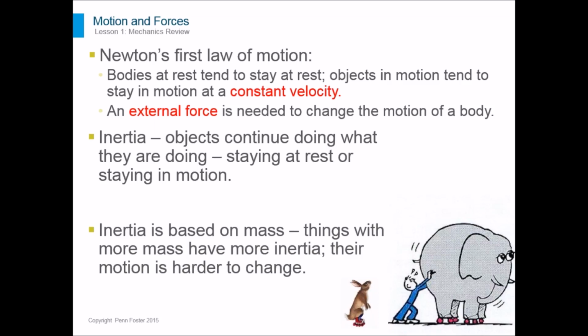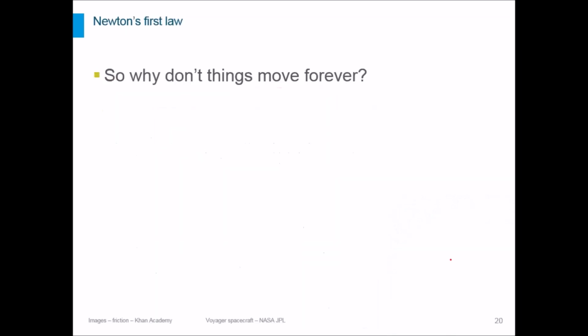Inertia is also based on mass. Things with more mass have more inertia. Their motion is harder to change. Something with a small amount of mass, like this guy, is going to be easier to change. Just a small amount of force will send it rolling along. Where something with a large amount of mass, like this guy over here, is going to take a lot more force to make a change in its motion. So that's how inertia works.